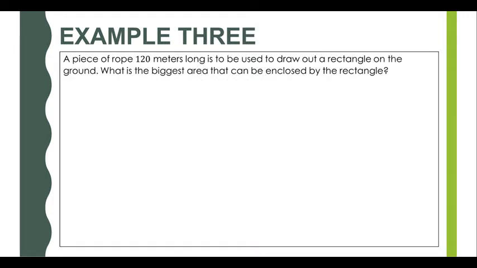So if we look at our next example, it's helpful to draw a picture. So we've got a piece of rope of length 120 meters, and we're asked to draw a rectangle. But we don't know the length of the sides. So let's call this length x and this length y. And we know that in total we've got 120 meters length. So 120 meters is equal to the perimeter, which is 2x plus 2y. We can simplify this to get 60 is equal to x plus y.